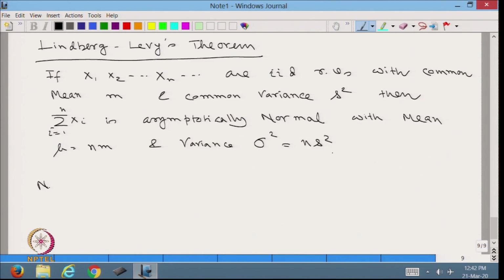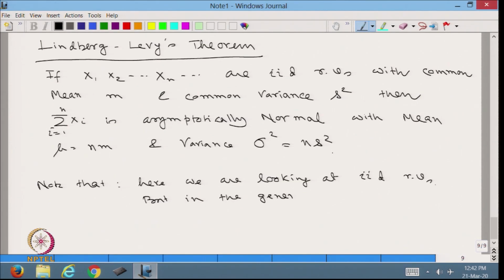So, note that here we are looking at IID random variables, but in the general statement the only restriction is that the x_i's are independent.